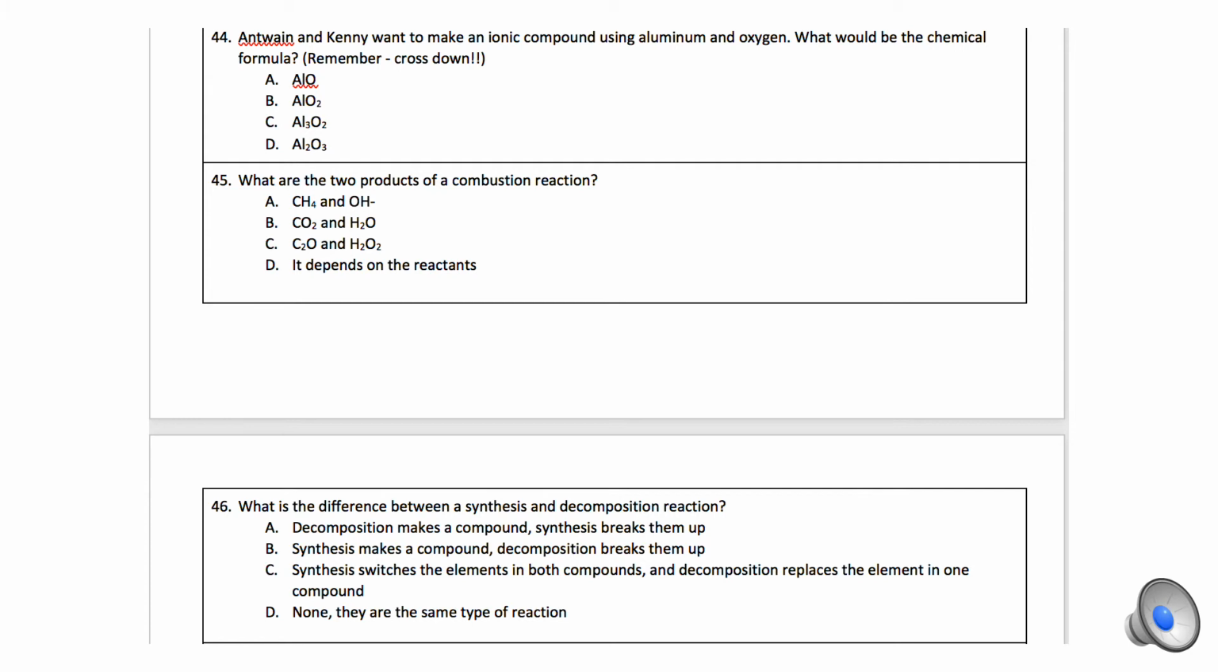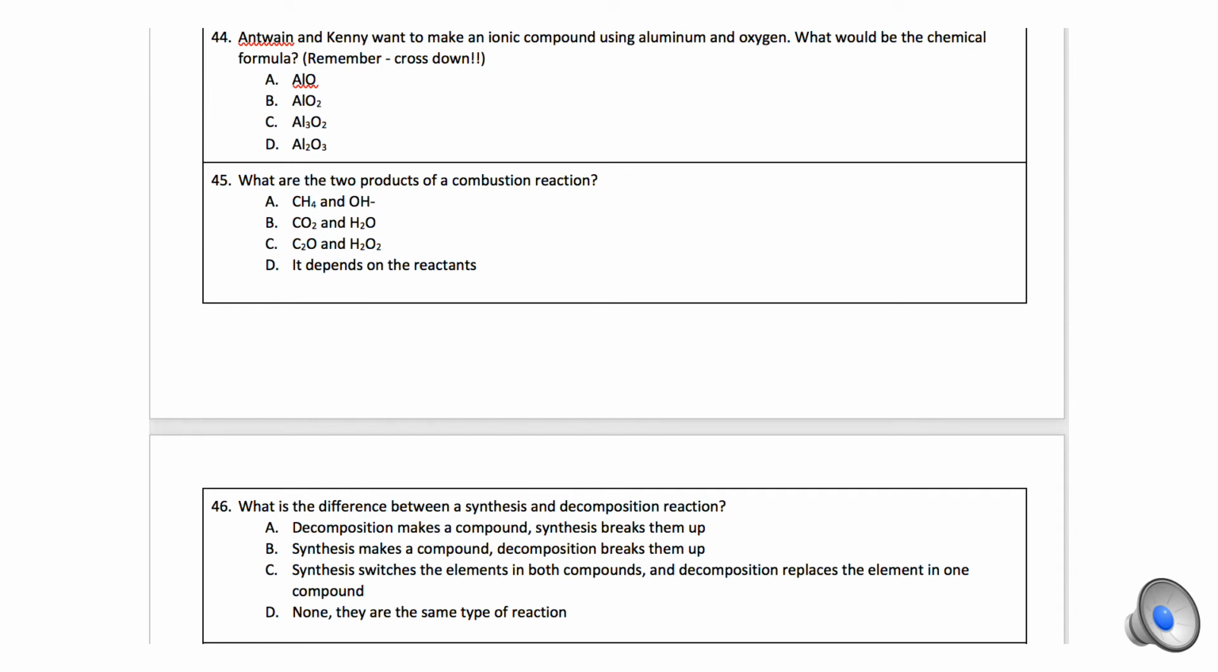Number 44. Antoine and Kenny wanted to make an ionic compound using aluminum and oxygen. What would the chemical formula be? Remember, cross down your charges. A, AlO, B, AlO2, C, Al3O2, or D, Al2O3.